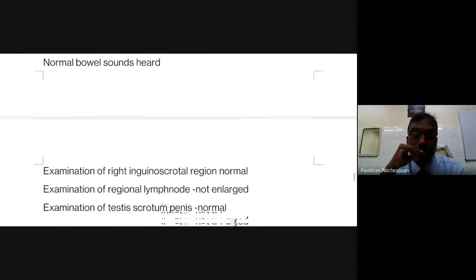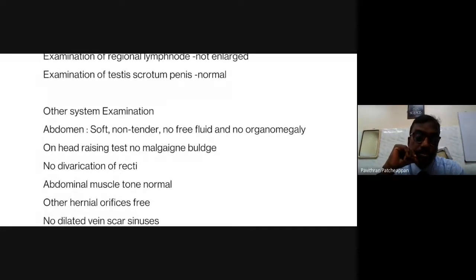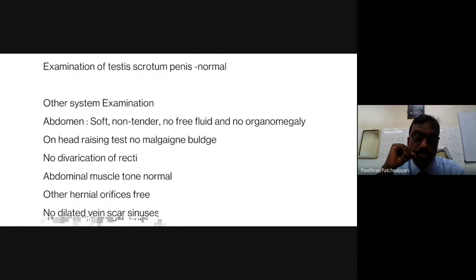Examination of the right inguinoscrotal region was normal. Examination of regional lymph nodes: not enlarged. Examination of testis, scrotum, and penis were normal. Other systemic examination: abdomen was soft, non-tender, no free fluid, and no organomegaly. On head raising test, there's no Malgaigne's bulge, and there's no divarication of recti.